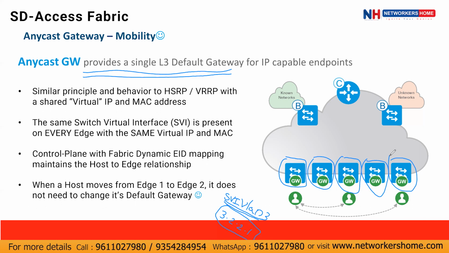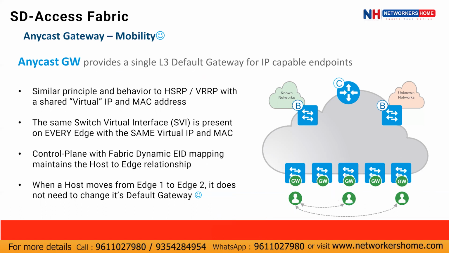But in this case, this specific SVI is present on all the edge nodes, which means if this is the gateway for the endpoints, it is present on all the edge nodes. So no matter where you connect, you can see it is very nicely explained with these arrows. If this user moves on to a different edge node, then yes, you can use the same gateway. So Pranav, is it like spine and leaf? Yes.